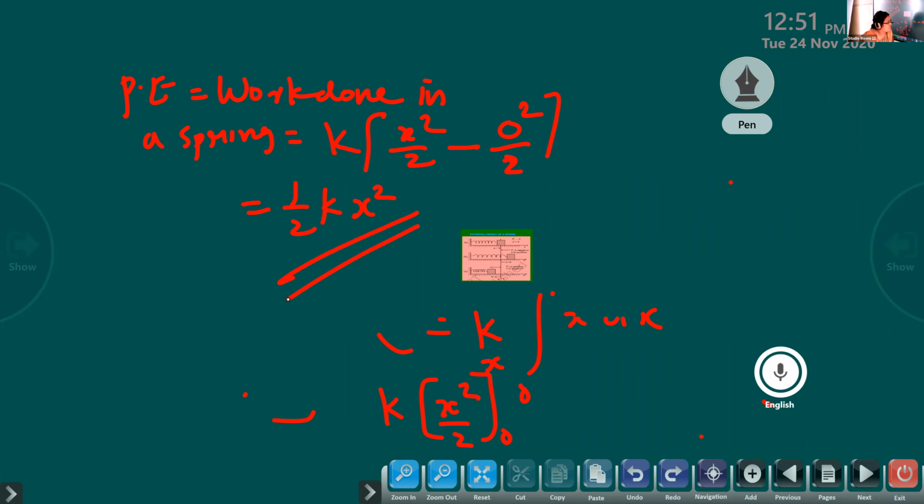So this is the equation, more or less analogous to the kinetic energy, correct? Half mv squared or half kx squared. So you are getting an analogy between the two, okay?